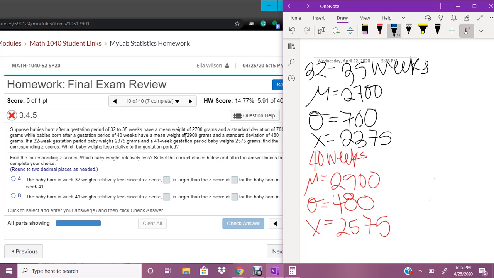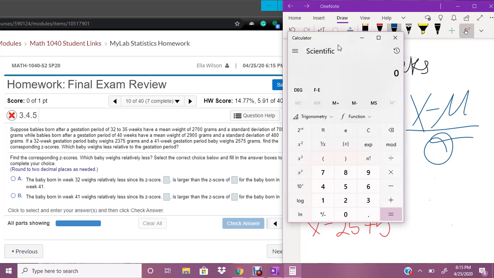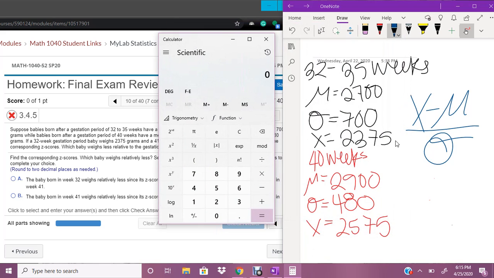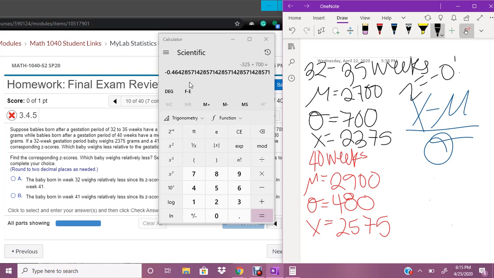Okay, and so if we remember our formula for z-score is x minus the mean over the standard deviation, and that equals our z-score. So we're going to do that. We're going to do 2375, our x minus our mean, and then we're going to divide that by our standard deviation. And so this first one, our z-score is negative 0.464.